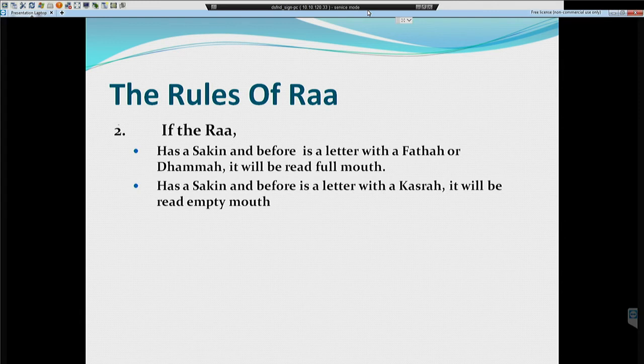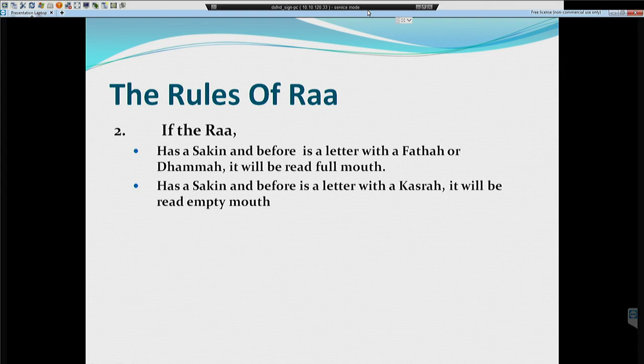So if it has a sakin on it, then that means we have to look at the letter before it. The letter before it is either going to have a fatha, dhamma, or kasra. If the ra has a sakin and before it is a letter with a fatha or a dhamma, it will be read full mouth. If the ra has a sakin and before it is a letter with a kasra, it will be read empty mouth. Now even the second portion of number 2 has 3 more exceptions to it.